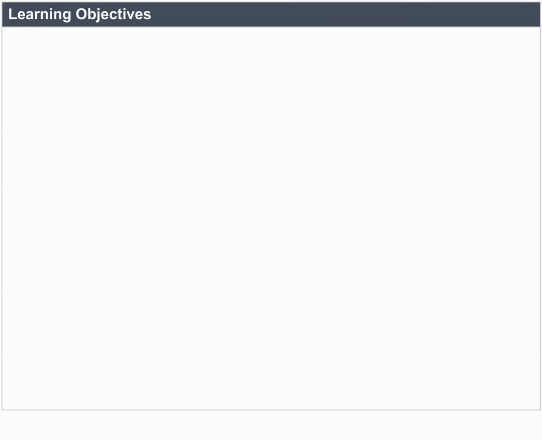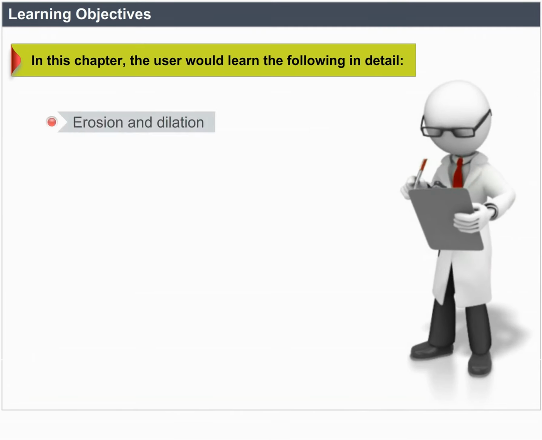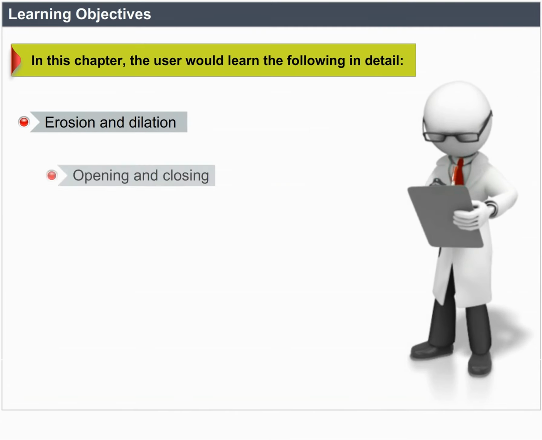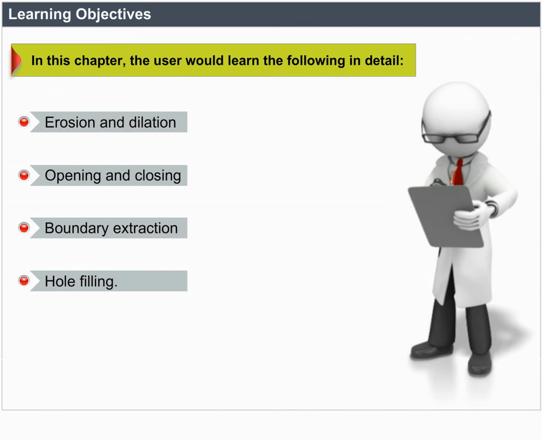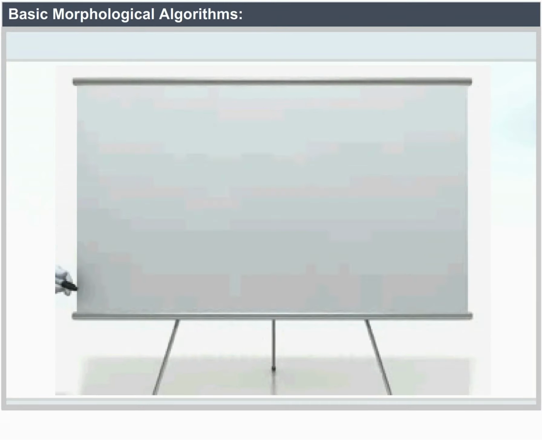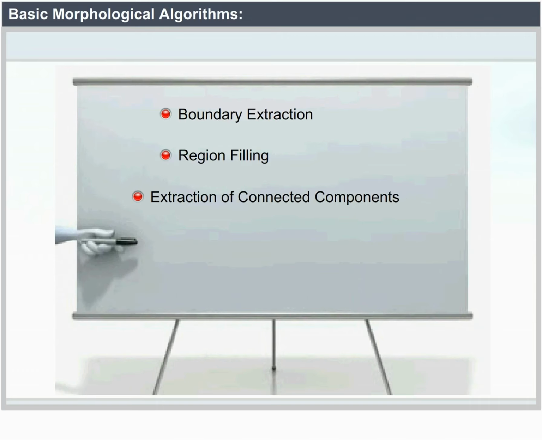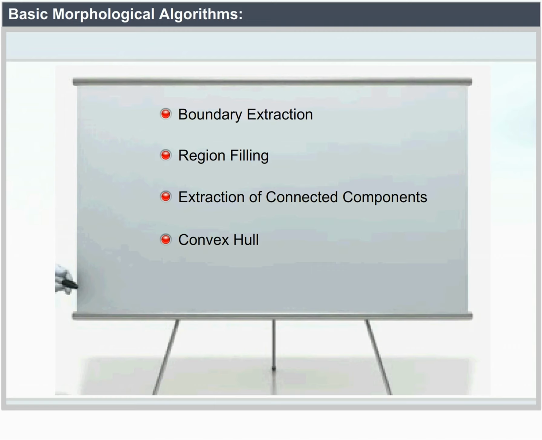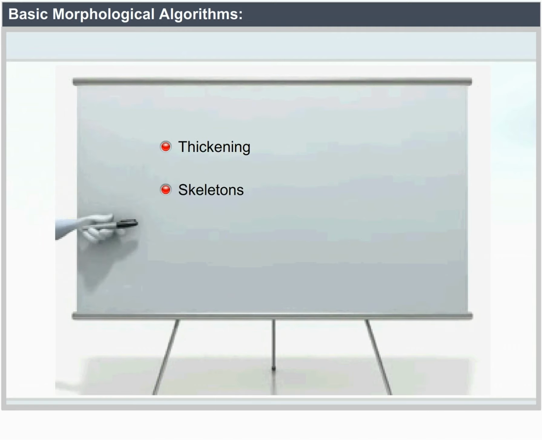Learning objectives. In this chapter, the user will learn the following in detail: erosion and dilation, opening and closing, boundary extraction, hole filling. Basic morphological algorithms: boundary extraction, region filling, extraction of connected components, convex hull, thinning, thickening, skeletons.